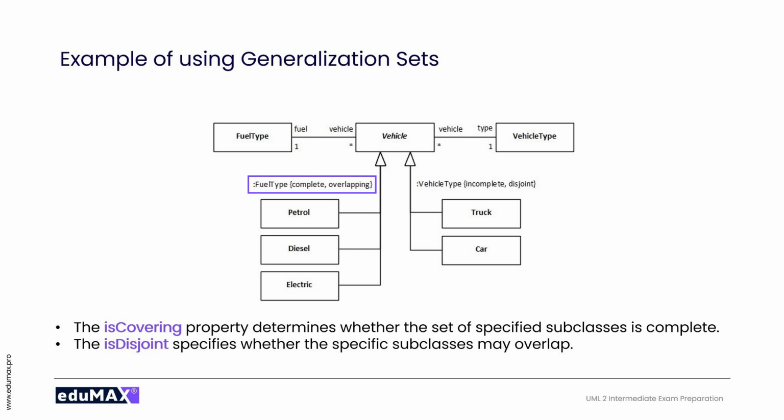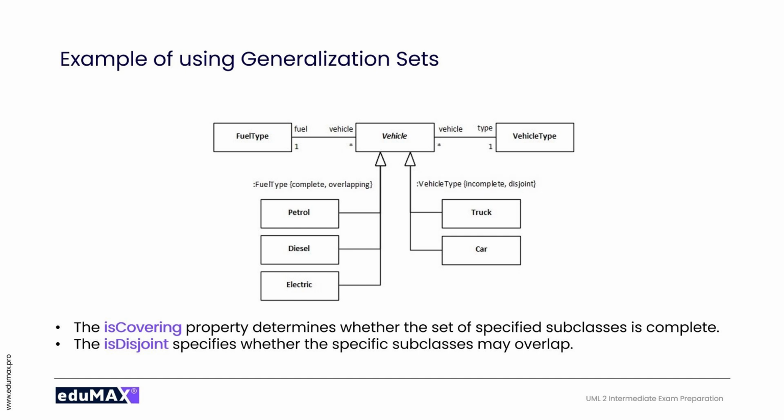Let's take a look at the fuel type generalization set. The is disjoint value is set to false, in other words, overlapping. This means that a vehicle subclass can belong to more than one fuel type, for example, hybrid vehicles using both petrol and electric power. In the case of vehicle type, the is disjoint value is set to true, so disjoint. This means that each vehicle subclass can belong to only one category, either a truck or a car, not both.